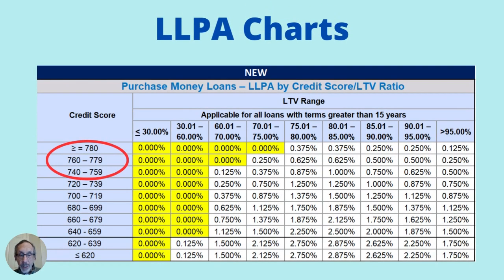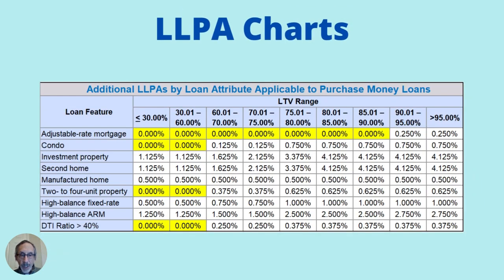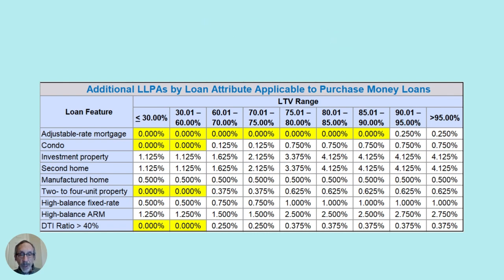So these are the new charts. Now we go from 740 all the way to 780. And you'll see, again in yellow, where there is no adjustment at all. To compare the two gets a little bit dicey. So this is for the purchase, and this again is for the rest of the types of loans: adjustable rate mortgage, condos, investment properties, etc. Again, the zeros are where there's no adjustments.